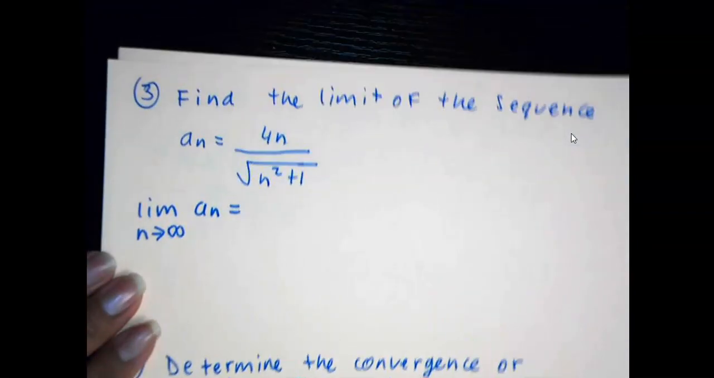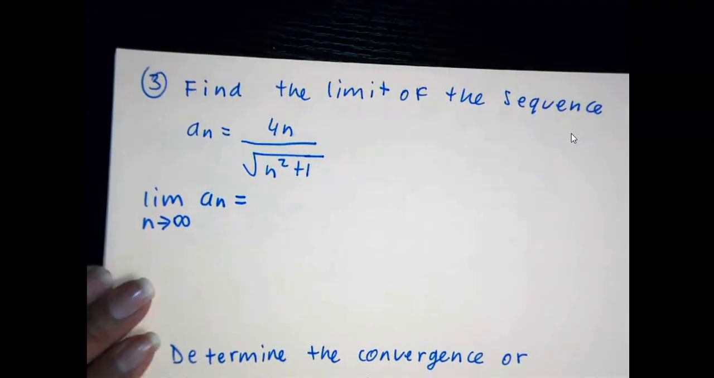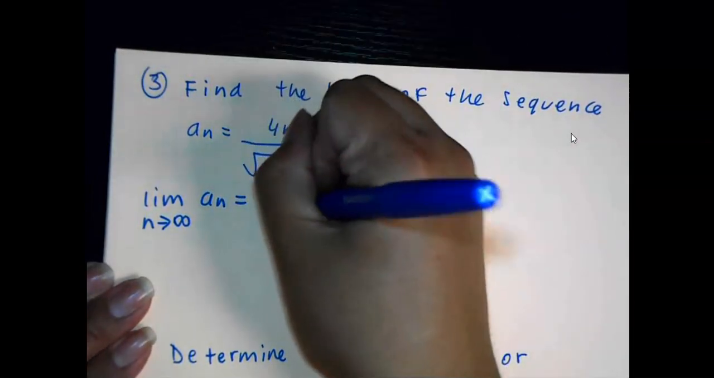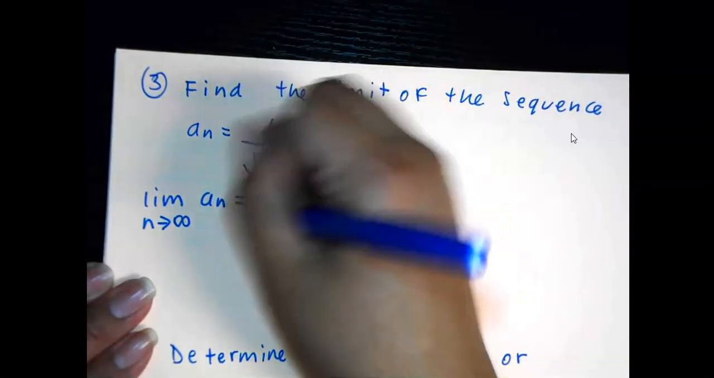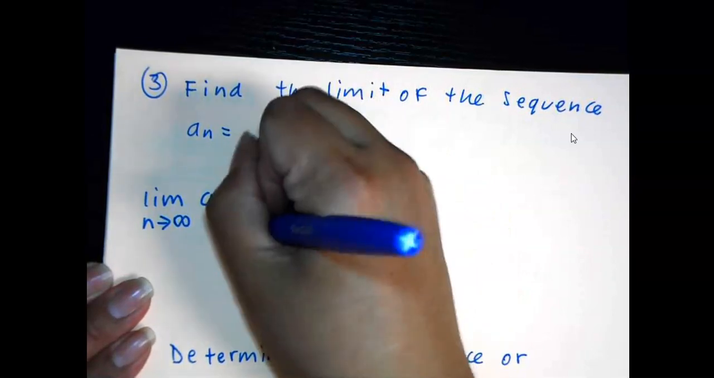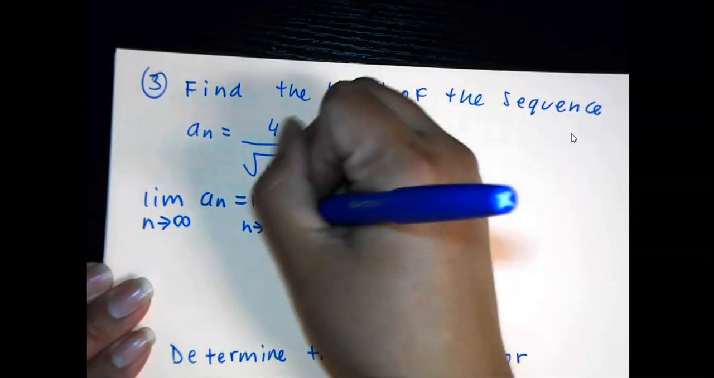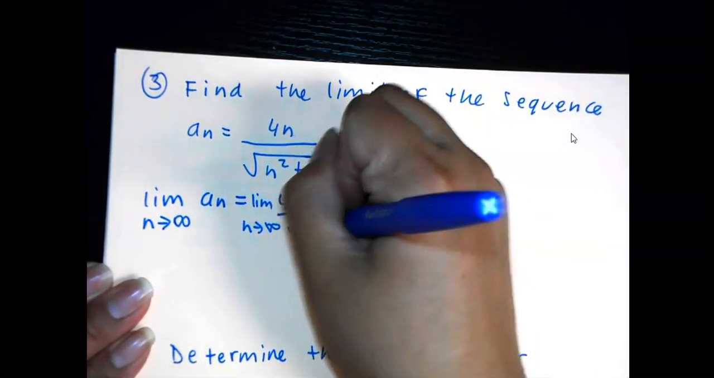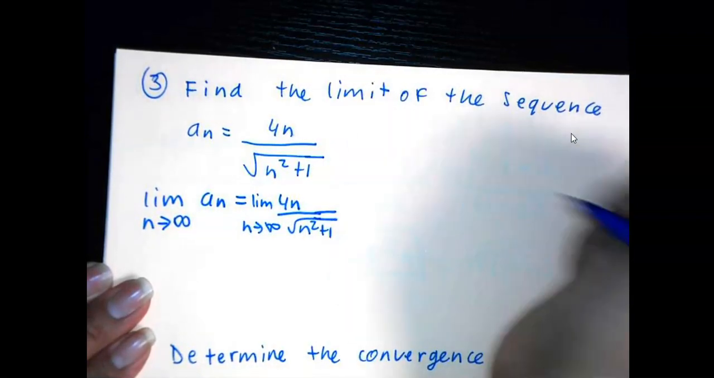It says find the limit of the sequence. Okay, so again, you have 4n. We're going to find the limit as n approaches infinity of 4n over the square root of n squared plus 1.